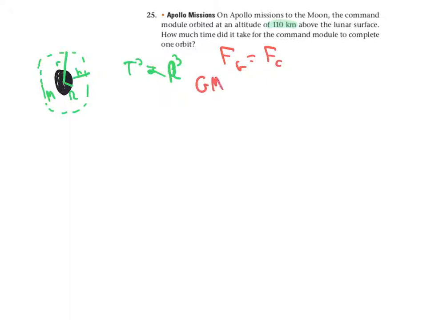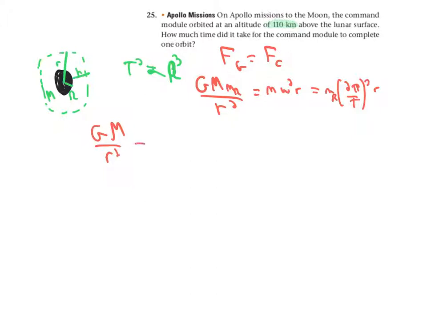So G, mass of the Moon, mass of the rocket, over the distance squared has to be the same as m omega squared r, but omega was 2 pi over T, so squared, and we get r. And so we have G, the mass of the rocket will cancel out. So we'll have just GM over r squared equals 4 pi squared over T squared times r. Or T squared is, solving everybody else over, 4 pi squared r cubed over GM.